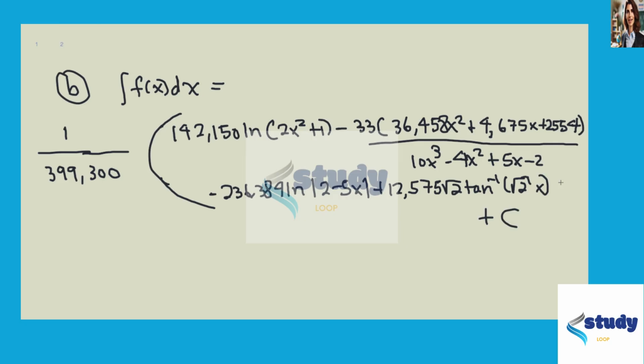And then add our constant of integration c, and we'll close off the parentheses. So this was all multiplied by the fraction outside. So that's our antiderivative. And then for part C, we're still on part B too. We'll need to graph the original function, then part A, and then the integral in part B.